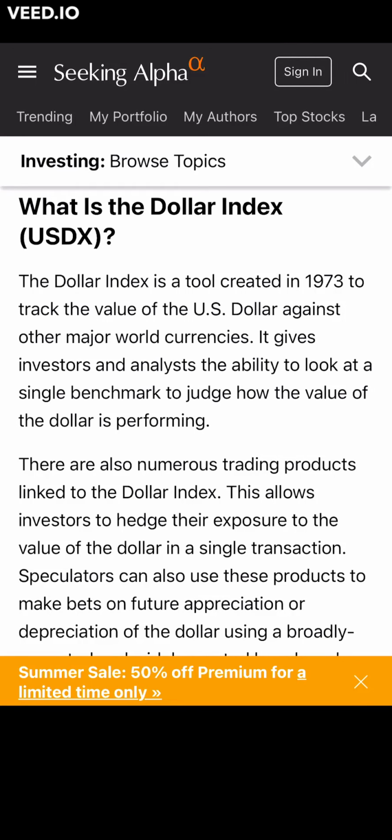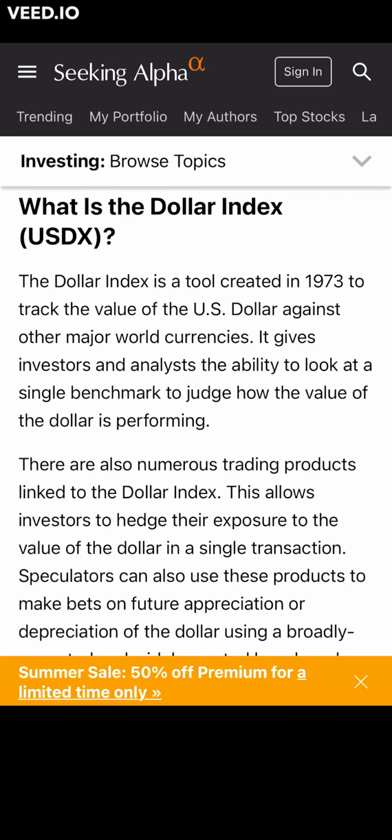What is the Dollar Index, USDX? The Dollar Index is a tool created in 1973 to track the value of the US dollar against other major world currencies. It gives investors and analysts the ability to look at a single benchmark to judge how the value of the dollar is performing.